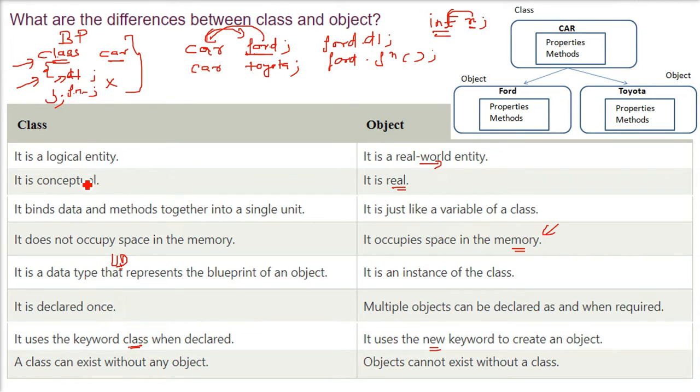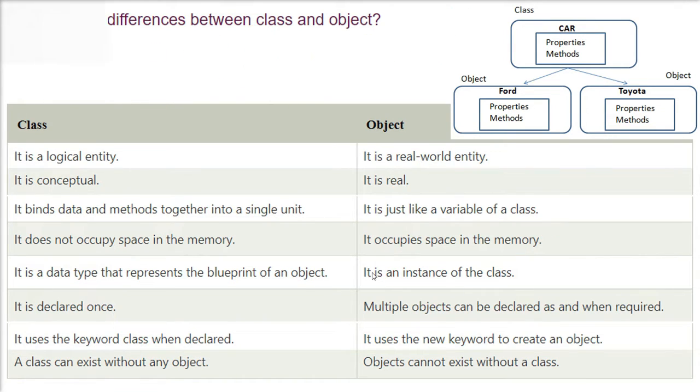Okay, a class can exist without any object. If you make only a class and no objects, it doesn't matter. That is what the abstract classes etc. are. But the objects cannot exist without a class. If you are not making a class, you cannot make an object. So it is not by itself.